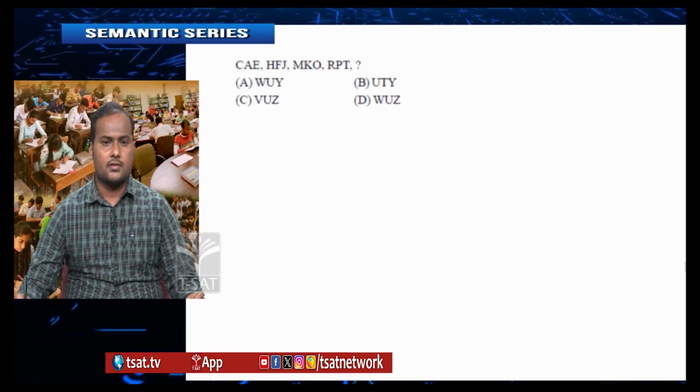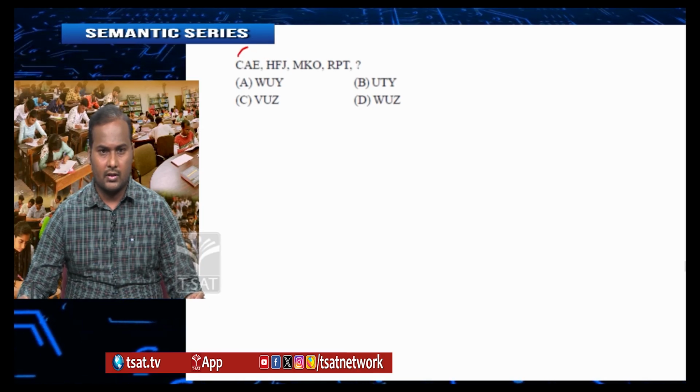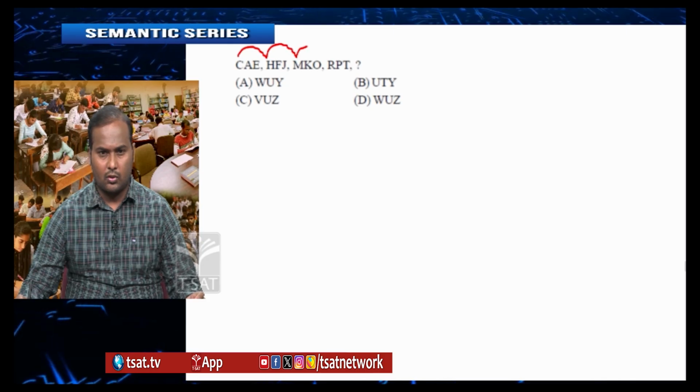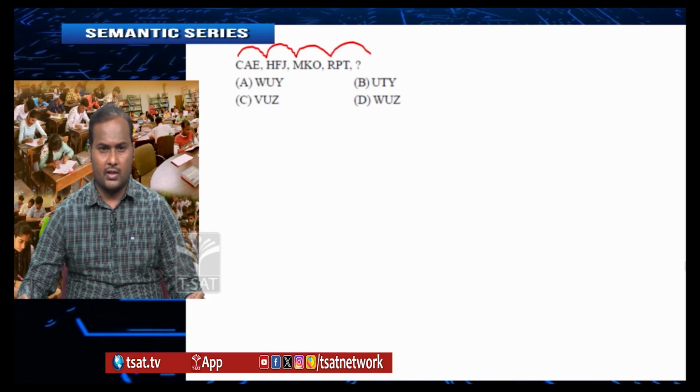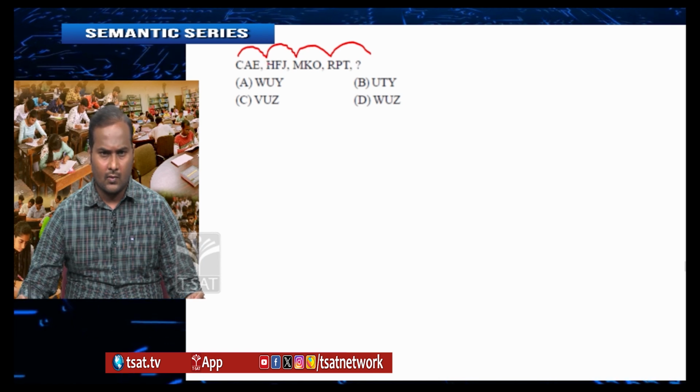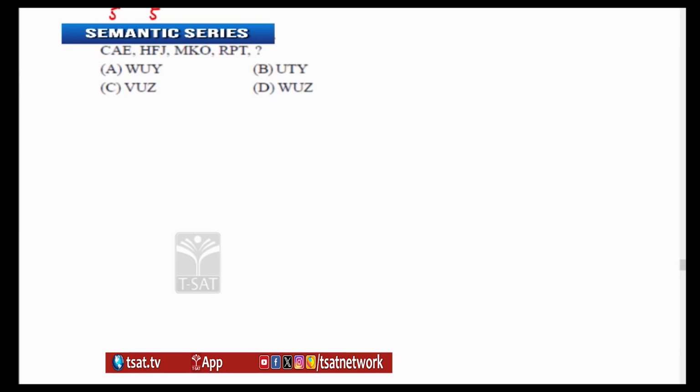In this particular series, it is also a mixed series. One is C to H, H to M, M to R, and the next one. See the change. C to H increasing by 5, H to M here also increasing by 5, M to R here also increasing by 5. Obviously, for the next one we have to add 5. R is 18, 18 plus 5, 23. So obviously your answer will be W.